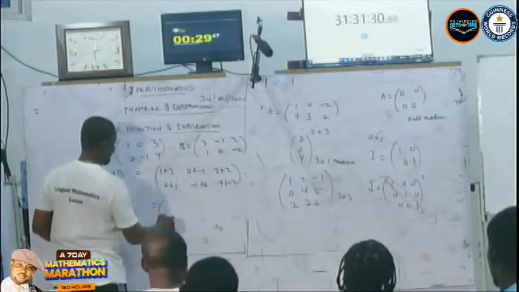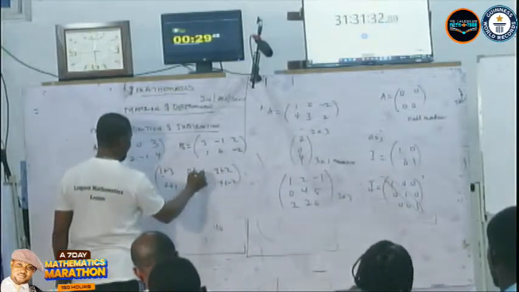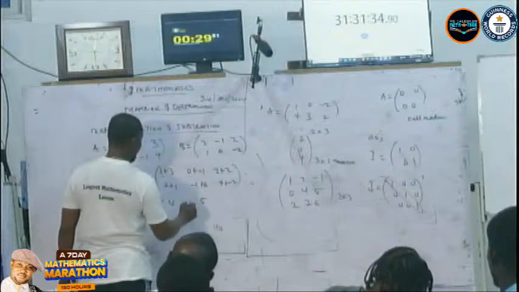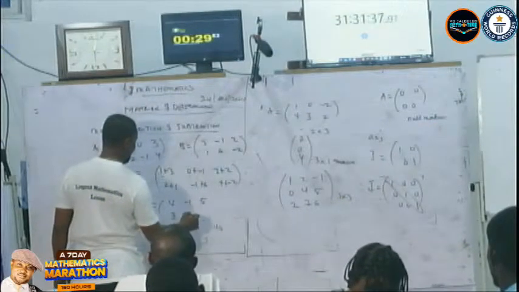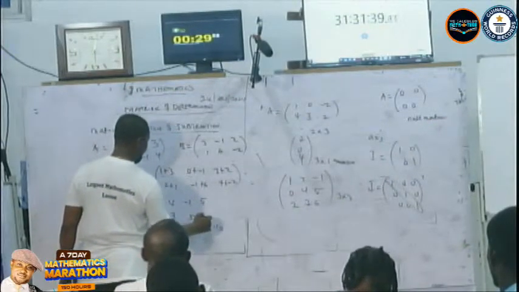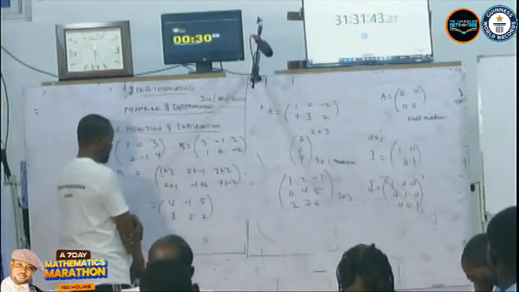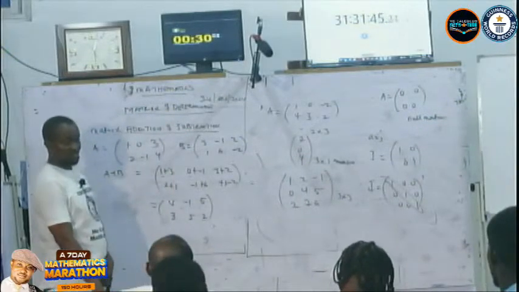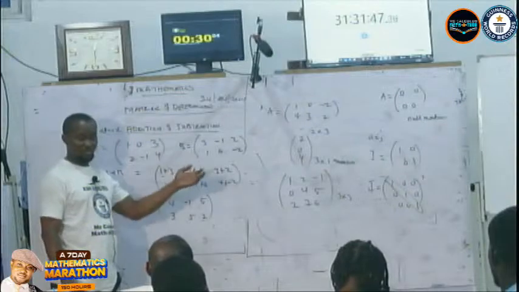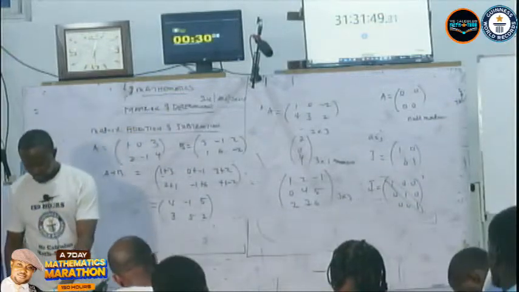So that will give us what? This is 4. This is what? Minus 1, 5, 3, 5, 2. Is that correct? So if you want to subtract matrices, do the same thing. The row to the row, the column to the column.